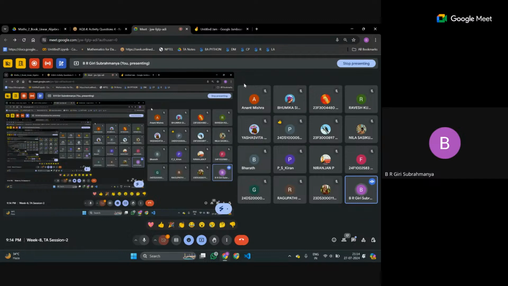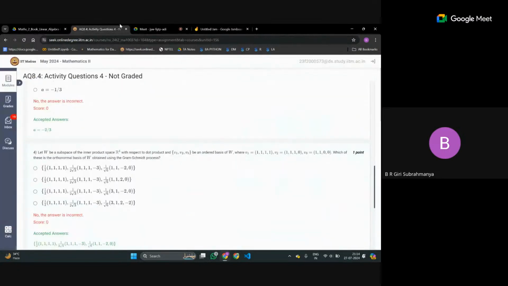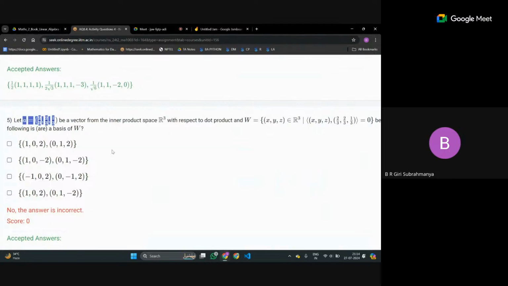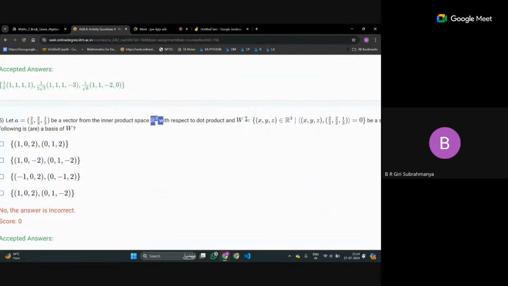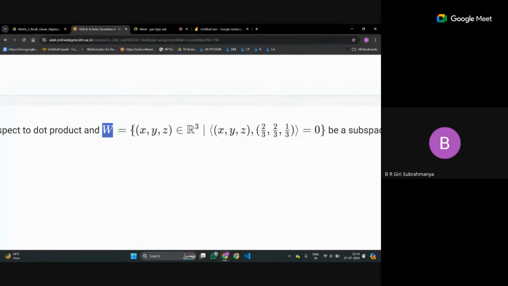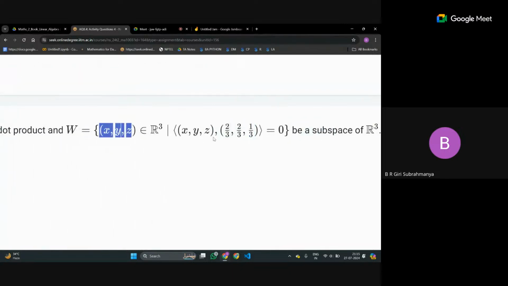Because this is going to be the same Gram-Schmidt process, but now it's in R power 4. That's all. Now the fifth question. There's a vector A. They have given some vector A. Now they are saying that in R3, W is a subspace. Look at the set W. The set W is the set of all the vectors of the form (x, y, z) such that the inner product of this vector with A is 0.